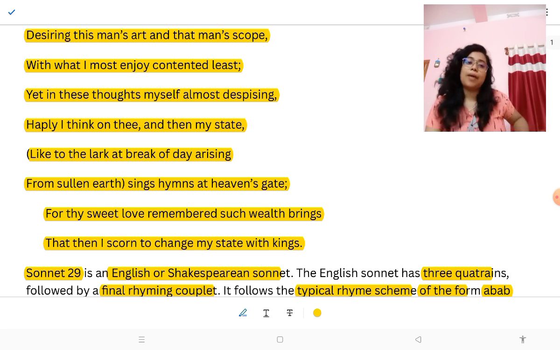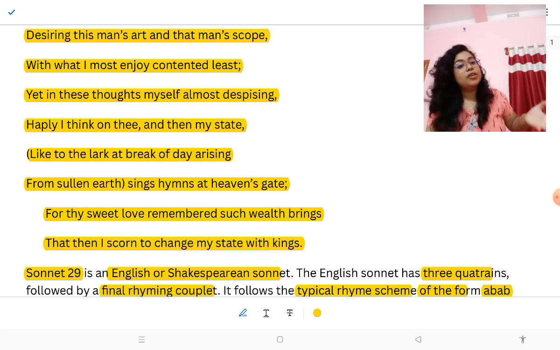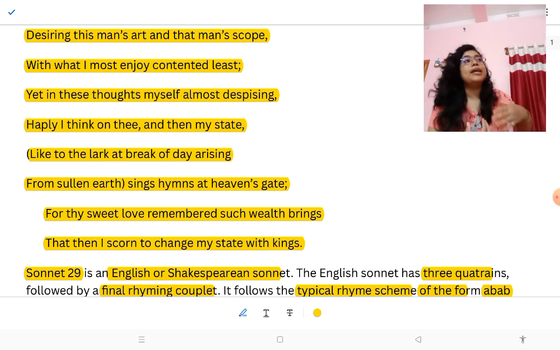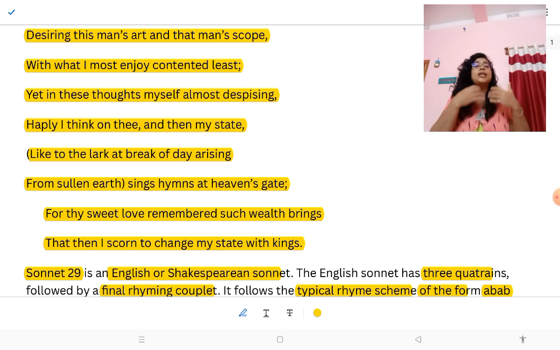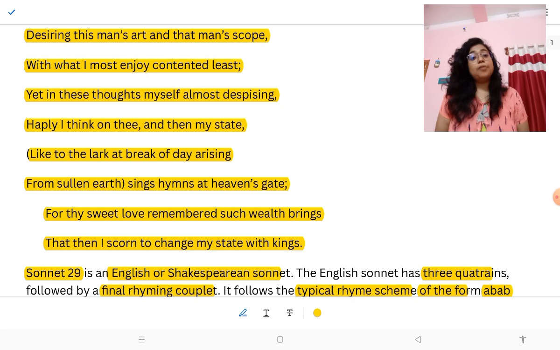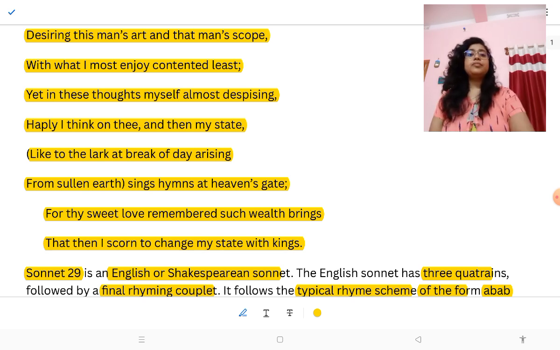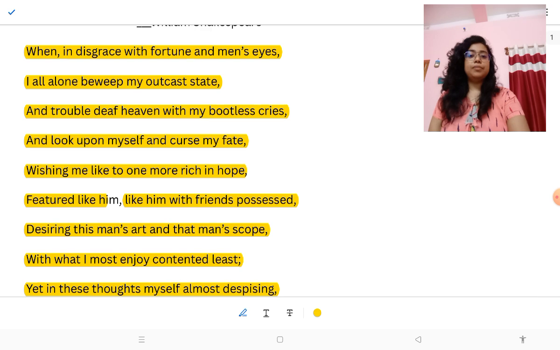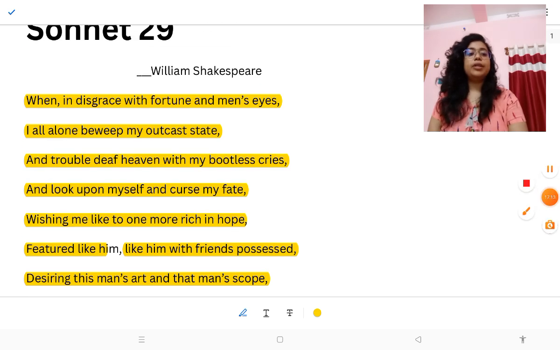Donne and Marvell also have poems like this, where when I am thinking about my beloved, my love gives me wealth and makes me a king. I can easily change my state with any king. I become so much wealthier. So that is the end of the poem. And you know, I have already told you the rhyme scheme.